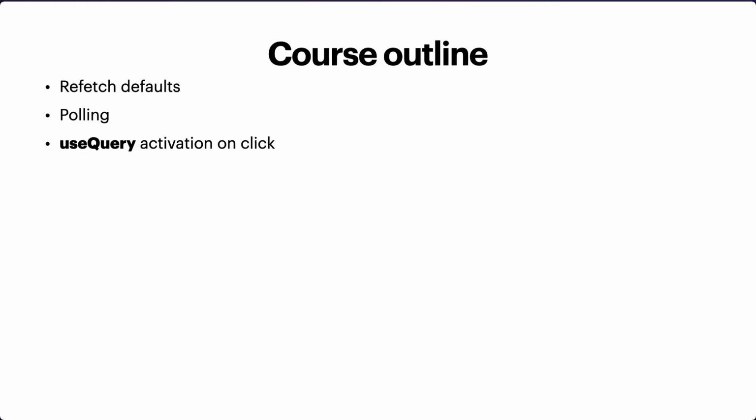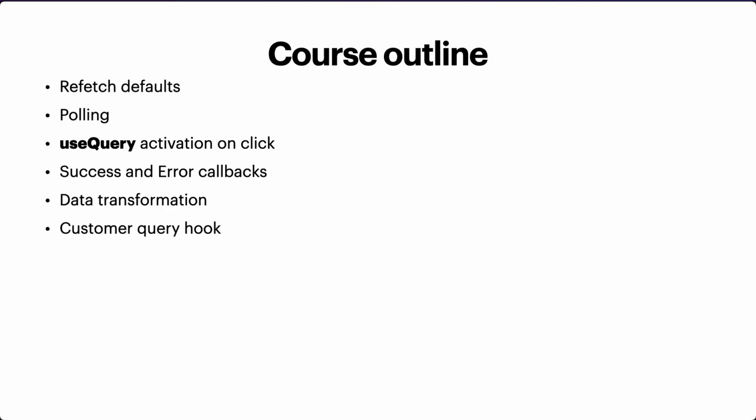We'll talk about useQuery activation on click. So basically useQuery is activated by default. So what happens if you want to make a request based on some user events like click? It's just a simple example, but we can have multiple events that we want to make a request to the server from. So how we can do that with React Query. And we'll talk about the success and error callbacks, and we'll talk about data transformation and custom query hooks, and how we can create our own hook and wrap that useQuery hook inside that and make use of that.